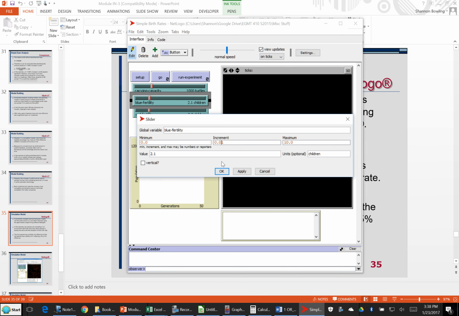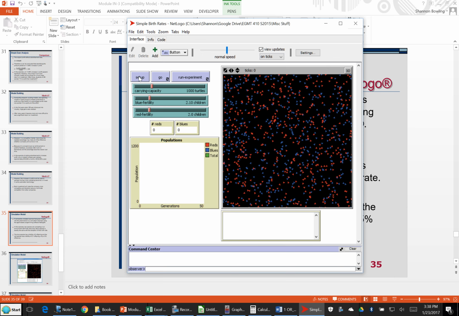You don't really have to know the details as to what's going on, but basically you have red agents and blue agents. They move around, they reproduce. The fertility of the blue agents is 2.1 children. The fertility of the red agents is 2 children. We start off with 500 of each. We have a carrying capacity of 1,000, which basically means once it gets over 1,000, they randomly die off.